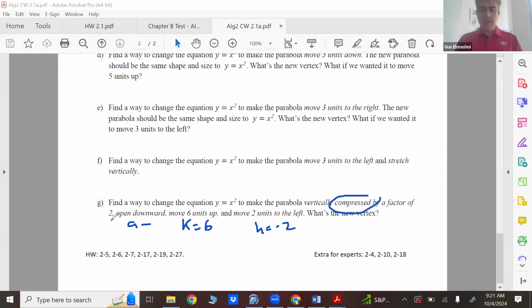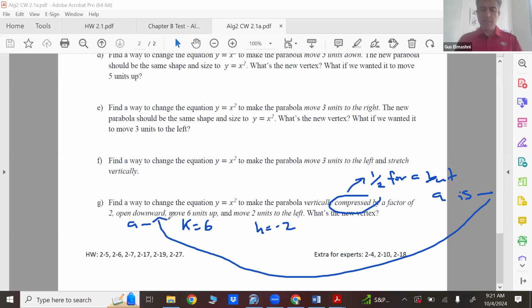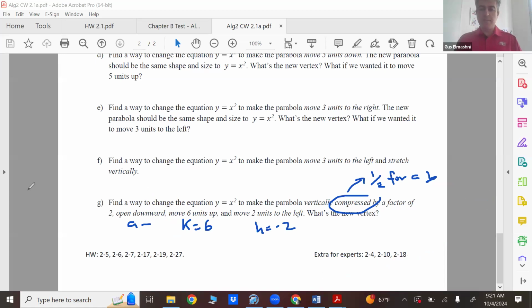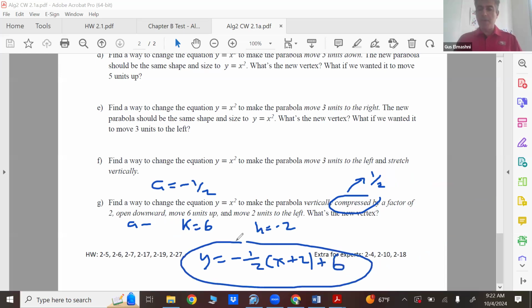If you want to compress by a factor of 2, it means you use 1/2 for A, but A is negative because of that. So your A is going to be -1/2. So here's how you write it. Y equals -1/2 (x plus 2) squared plus 6. You write it like that because the 2 left means you have to have vertex at -2, 6.